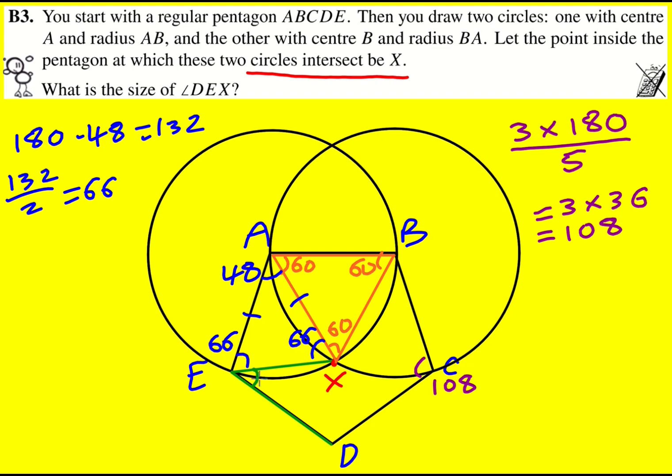Because finally, I know that this whole angle here is 108. So DEX is going to be, sorry, not 180, 108 minus 66. And I can work this out just by adding on to 66. So 34 to get to 100, add another 8, is going to be 42 degrees. All right, really nice geometry question there.